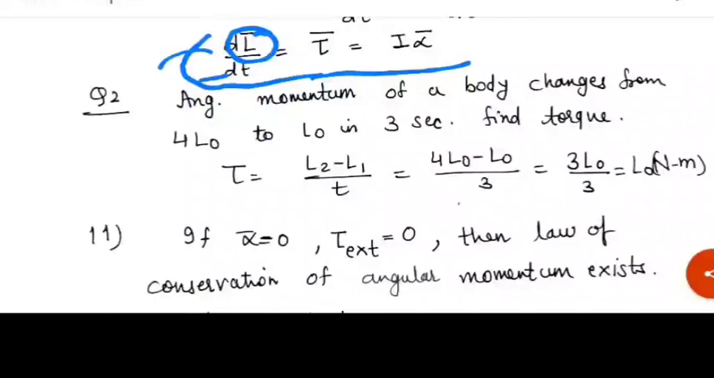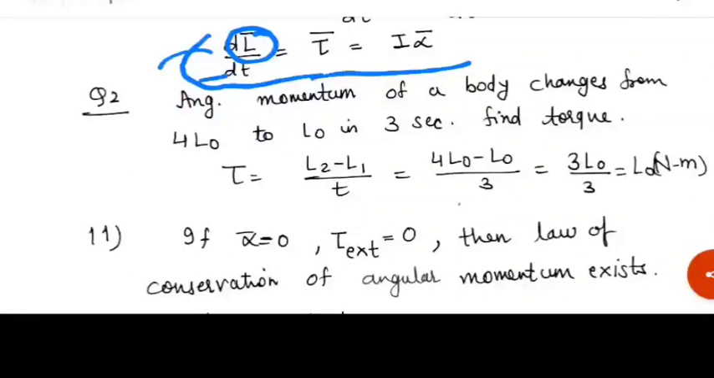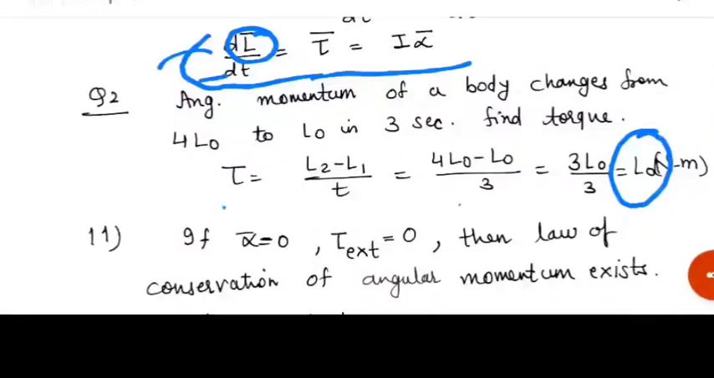So this is a very important question for CET: the angular momentum of a body changes from 4L0 to L0 in 3 seconds. Find the torque. So torque equals L2 minus L1 by t, as it was dL by dt. Putting the values, we get the answer as L0. Now the unit of torque is force into distance, so Newton meter, or it may be joule, as it is homogeneous to work done.